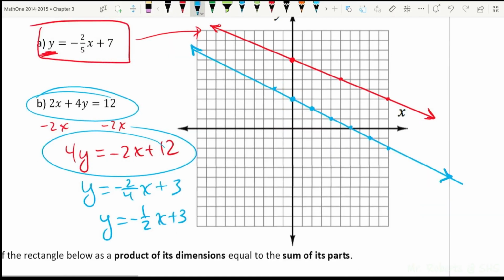All right, so that's what this should have looked like. You can see I've got the graphs of both of those. I did rewrite this equation in slope-intercept form so I could kind of easily graph that.